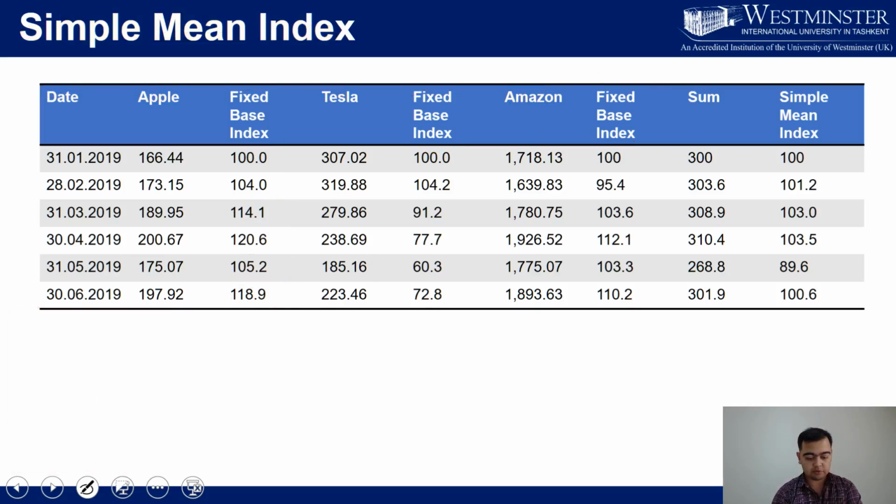Now once you have all those fixed base indices, we're going to sum them up. Let me assign a letter. The fixed base index for Apple will be A, the fixed base index for Tesla will be B, and the fixed base index for Amazon will be C.